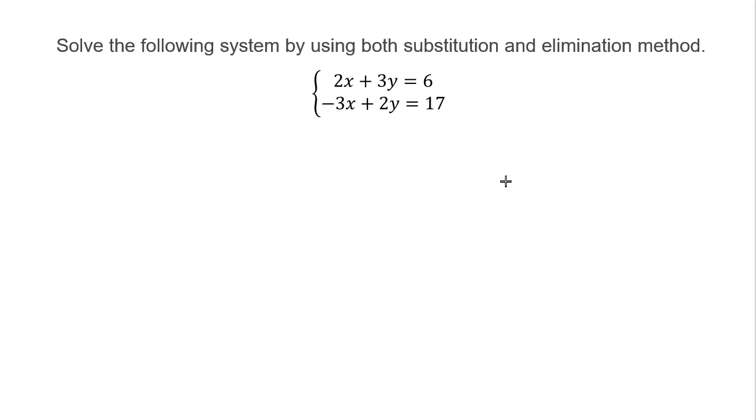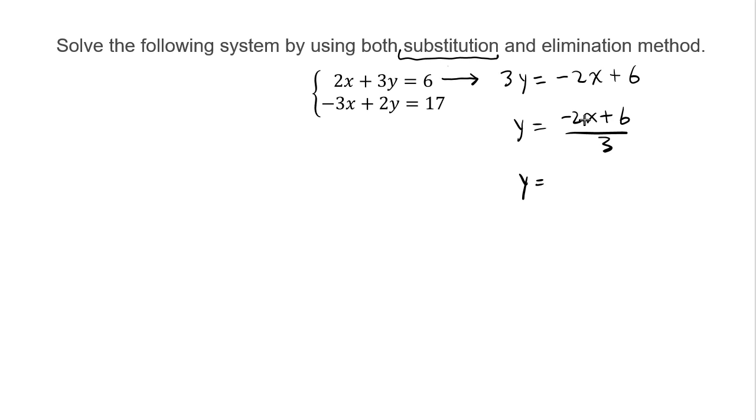Solve the following system by using both substitution and elimination method. Here we have a system of equations, and substitution method means you solve one of the equations for one variable. Say if I want to solve this for y, 2x has to go to the other side, and whenever you move terms it becomes negative, so it's negative 2x plus 6, and then you divide both sides by 3, which simplifies to negative 2/3 x, and then 6 divided by 3, which is 2.